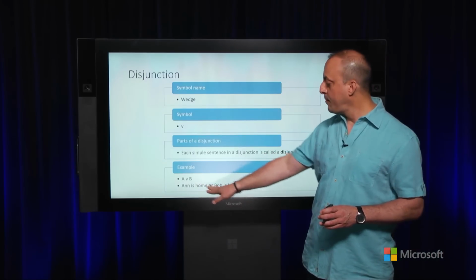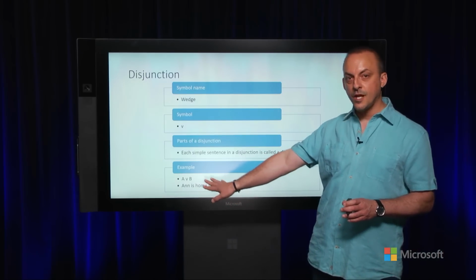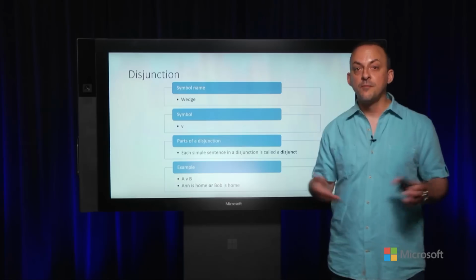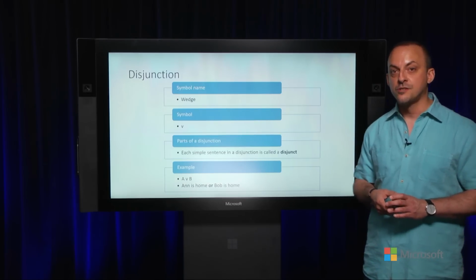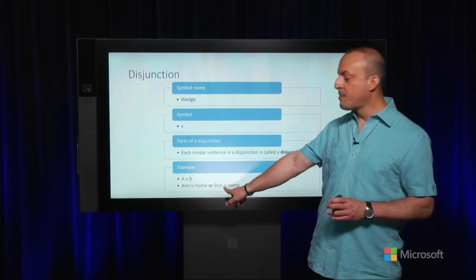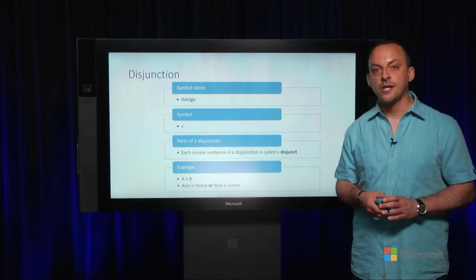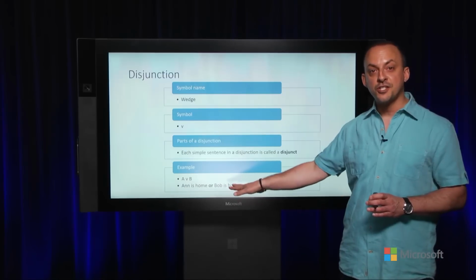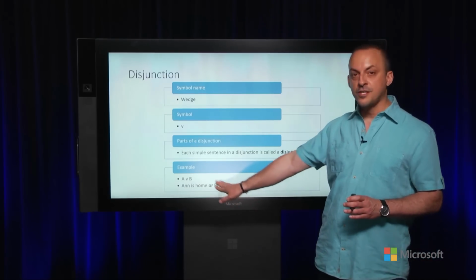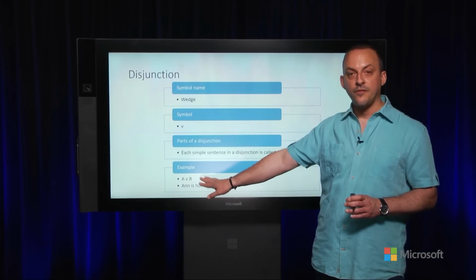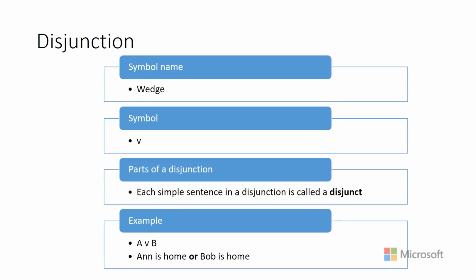Right? Ann is home or Bob is home. Let's suppose both are true. It would seem that the entire disjunction is true. Now let's change Bob is home to false. Ann is home or Bob is home. What do your intuitions tell you? Actually, in a disjunction, if either disjunct is true, then the entire disjunction is still true.